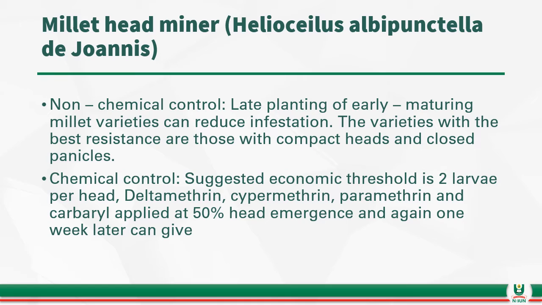So you can control it chemically once you see the economic threshold of 2 larvae. So once you go around your field, you see the first larvae, you see the second one, you don't have to wait to see the third one before you treat, and you have to use your cypermethrin and carbonyl at 50% head emergence. So when the head of the millet has emerged 50%, then you can now spray, and you spray again 1 week later to give you the best result.